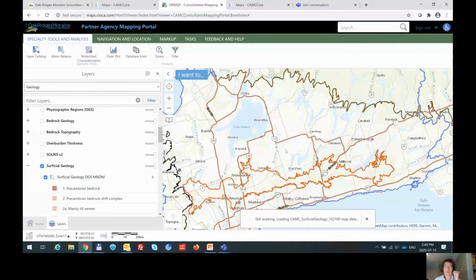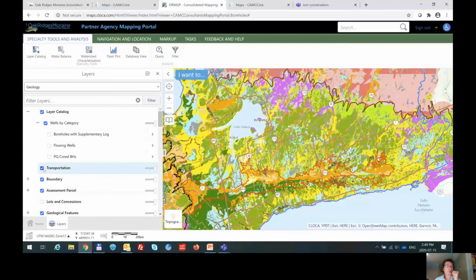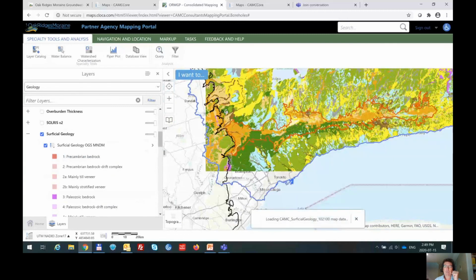Hey, Rick. Yeah, it's Annie. Turning off the transportation layer at the top there might help a little bit. Okay, oh, that's just the road network, major road network. Thank you, Annie.